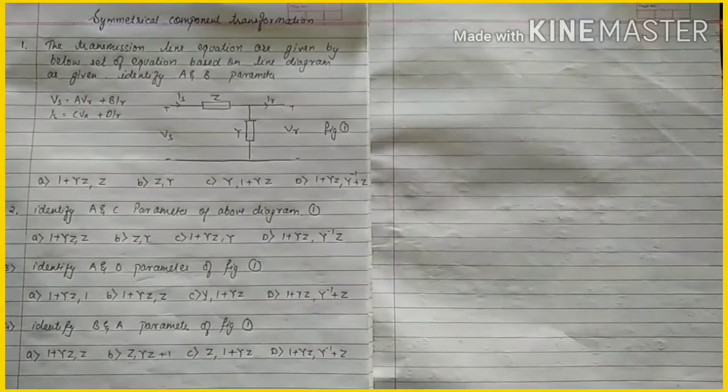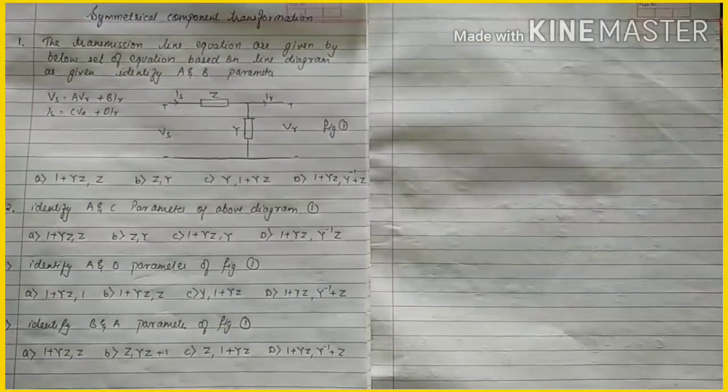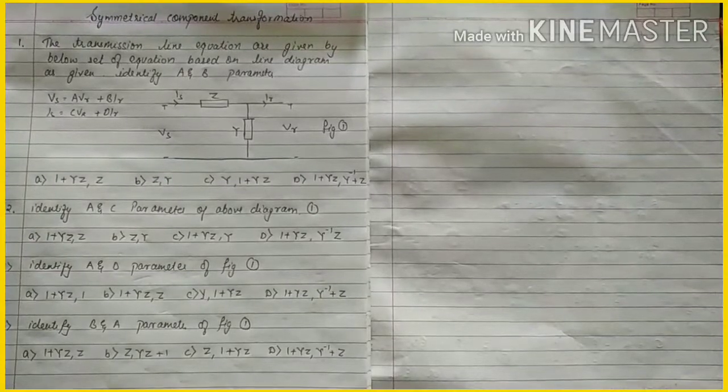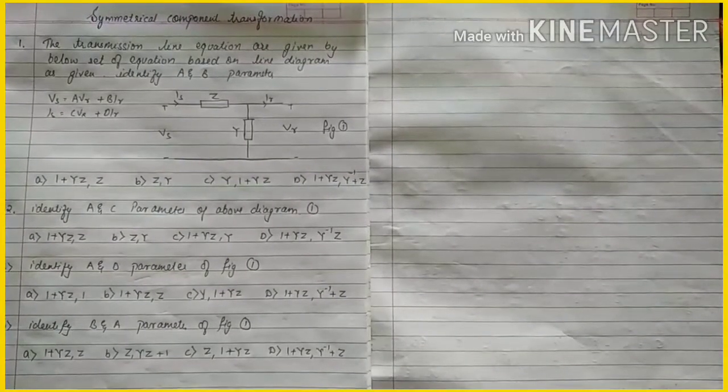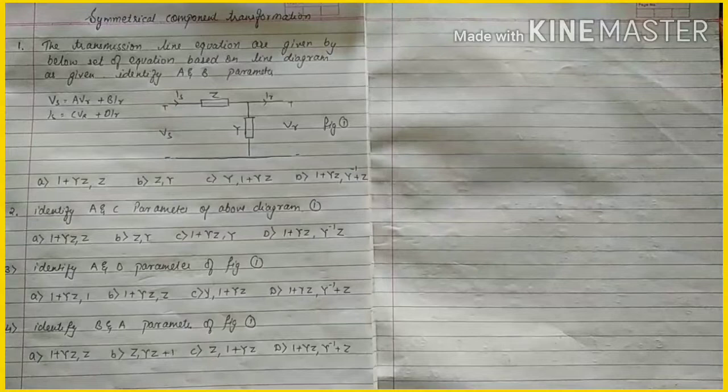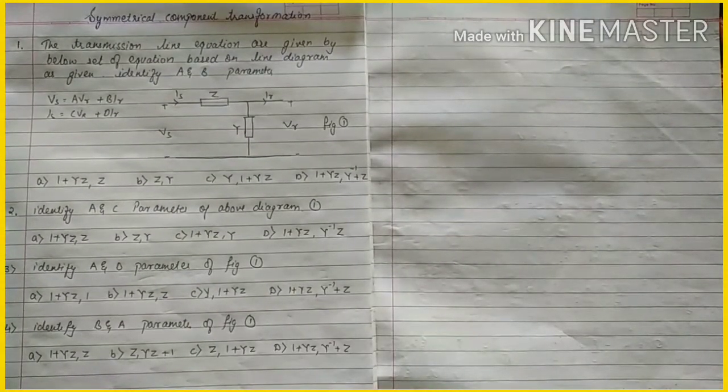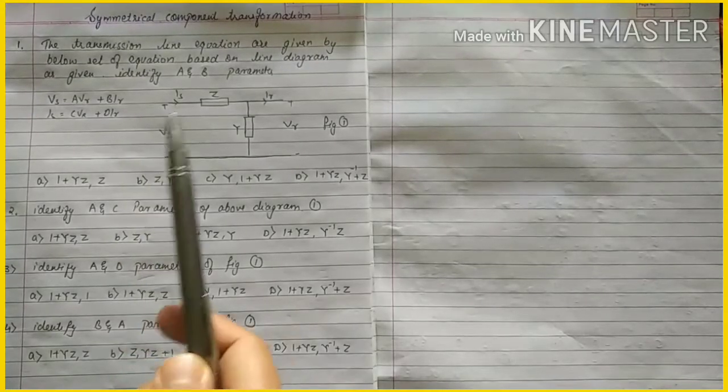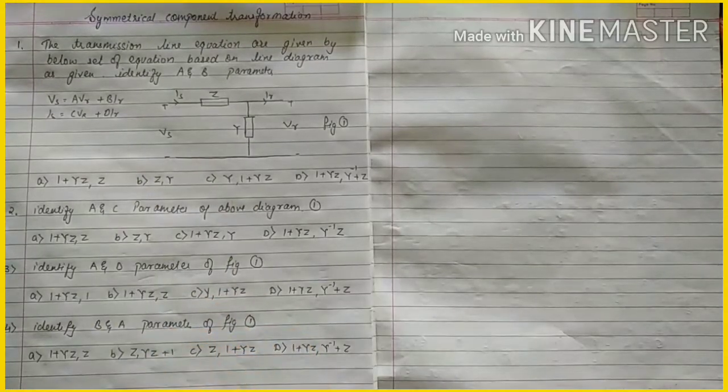Today we will see the objective type question of symmetrical component transformation. So you can see in the video total 4 questions are there and they are similar to each other. Okay. So first question is the transmission line equation are given by below set of equation based on line diagram as given. Identify A and B parameter.